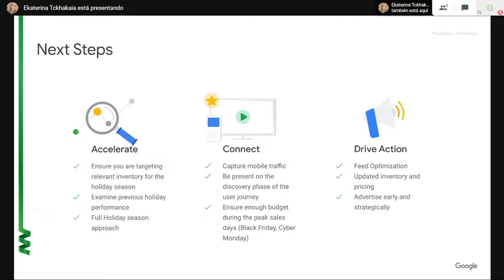And last but not least, take action. Make sure that you tick the necessary boxes like feed optimization and updating inventory, and make sure that the pricing is up to date, and of course advertise early and strategically.